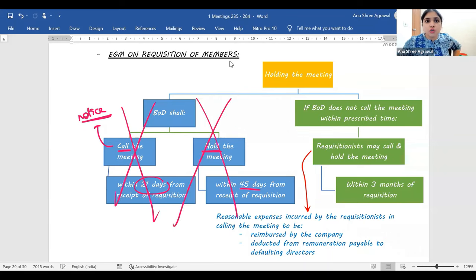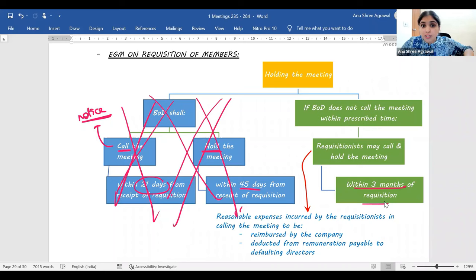But what if they don't do this? Then no problem. The persons who requested, the members who requested, what will I call them? Requisitionists. The requisitionists, they themselves can hold the meeting. What if the board is not calling the meeting like this? Then the requisitionists, they themselves can hold the meeting. They themselves can call and hold the meeting within how much time? Within 3 months. All right.